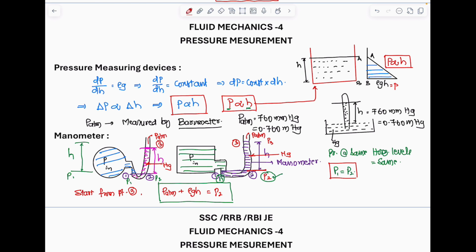Now, P1 is nothing but the pressure in the container, because this is where all the product is available. The blue shape, you just see the blue color. P is equal to Pn is equal to P1.